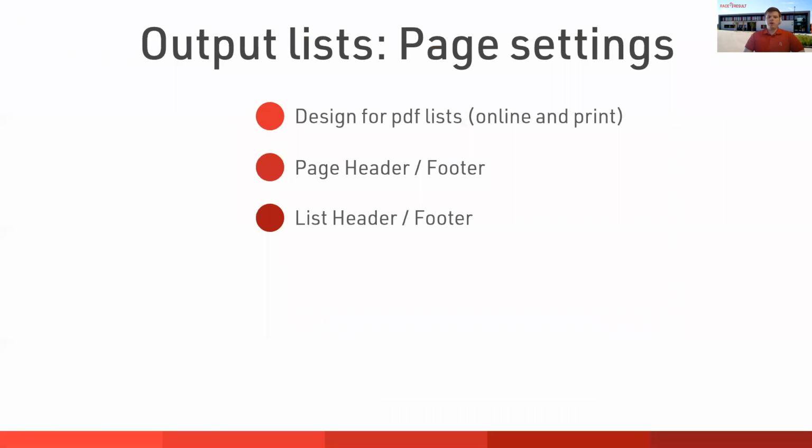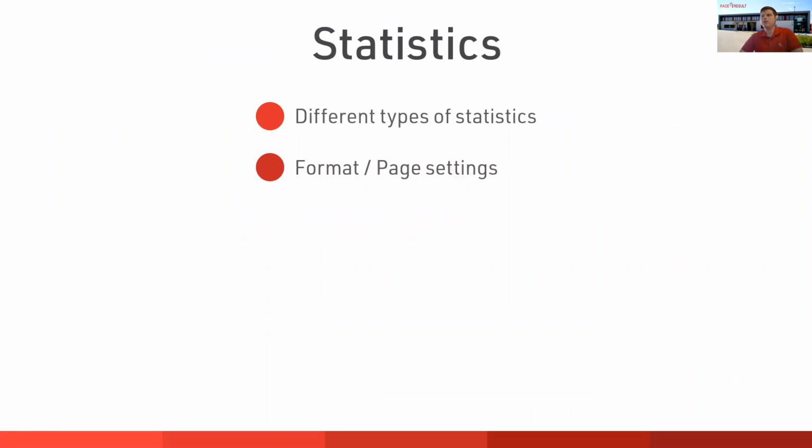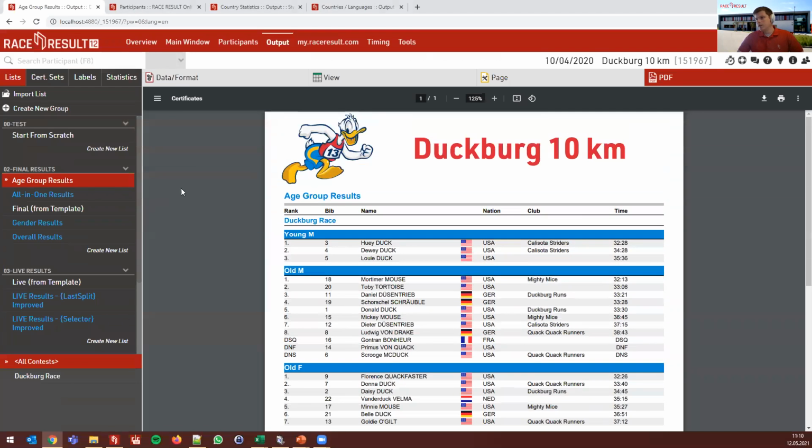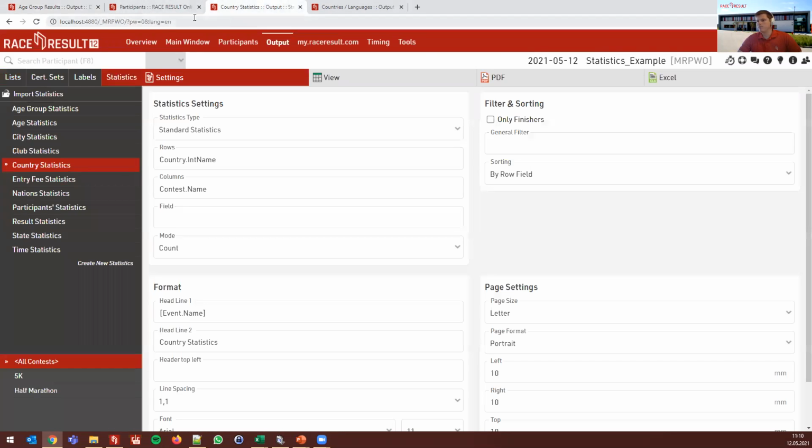Okay, that was it on output lists. And that will lead us now to the last part of today's session, which is the statistics. So there are different types of statistics. And again, there are some formatting and some page settings that we can call. And for the statistics, we will look at this one here. This is all statistics that will be created automatically by default if you create a new event.